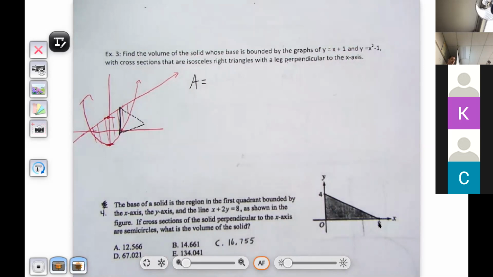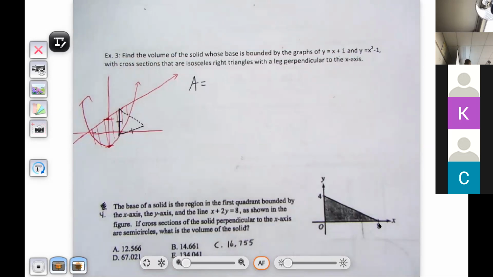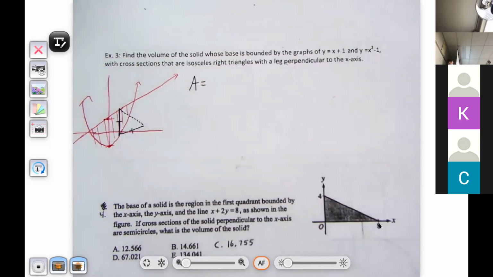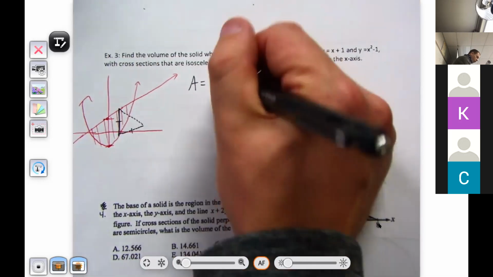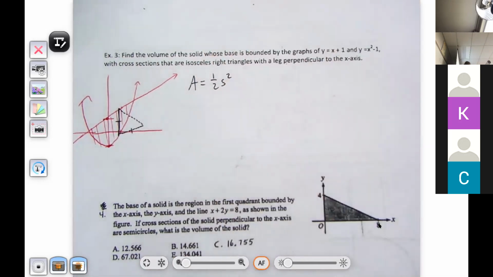But this one's even more specific than that because it's isosceles. The base and the height are the same. So instead of putting 1/2 base times height, you could put 1/2 base squared or 1/2 side squared or whatever you want to put. That's completely up to you. I wouldn't put x though, because x is already defined in the functions. I would use any other letter. So I'll do 1/2 side squared. Now we just have to figure out that side length.